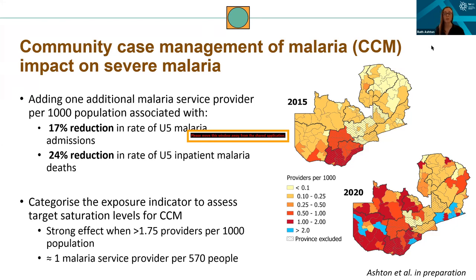So to do that, we took our continuous variable of providers per 1,000 and categorized that to try and see at what level you start to see this really strong association. And what we found is when you have more than 1.75 providers per 1,000, which is about 1 provider per 570 or per 600 people, you see a really strong association between reductions in inpatient malaria admissions and then in malaria deaths.